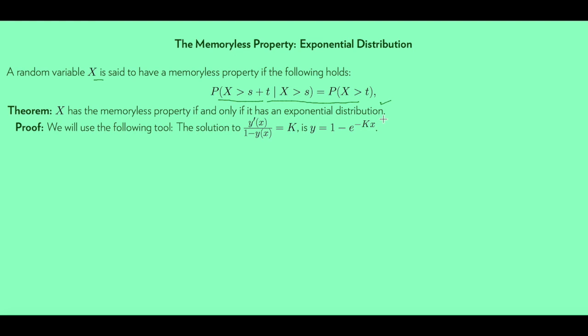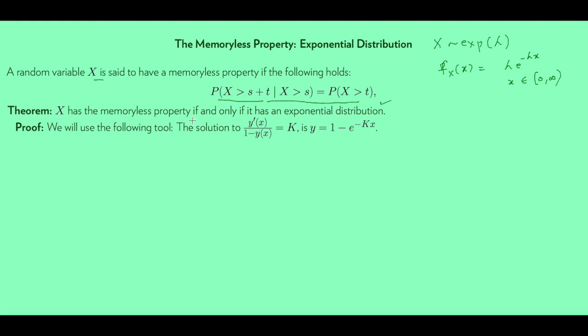So as a recap, what is an exponential distribution? We have X is exponential with the parameter lambda if the PDF is given by lambda e to the minus lambda x for x from 0 to infinity. Okay, so this is the exponential random variable, right?